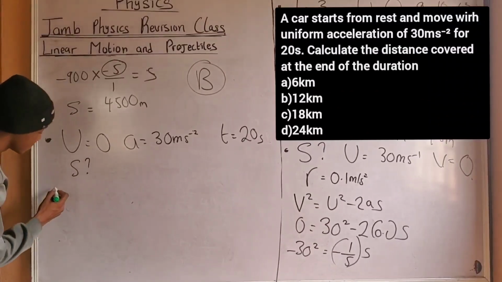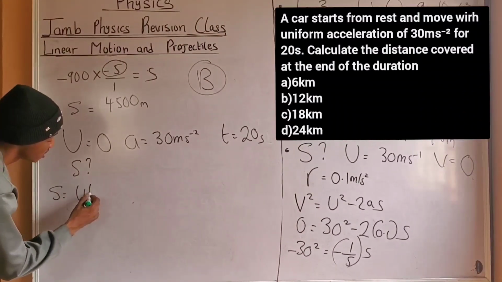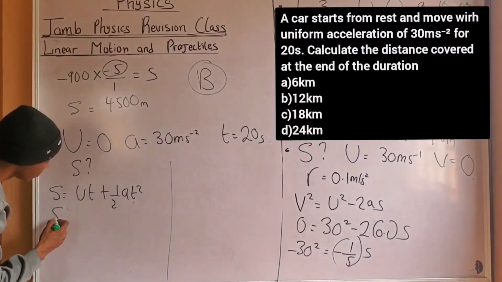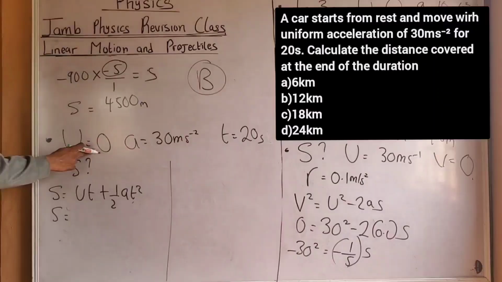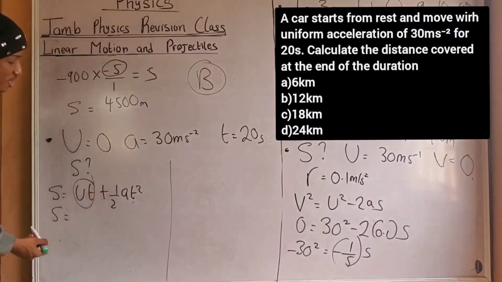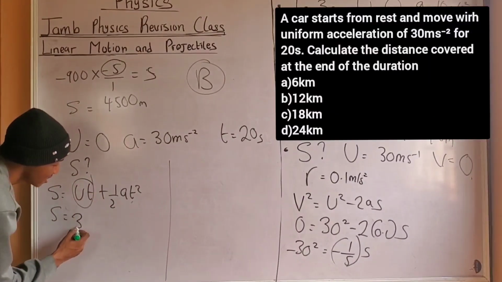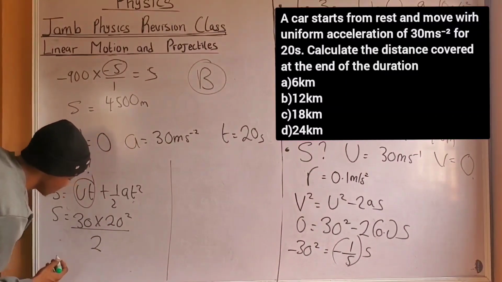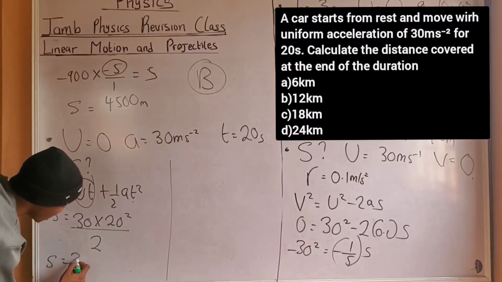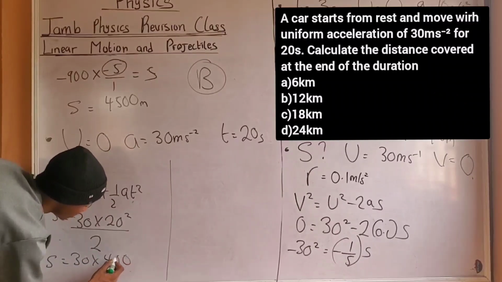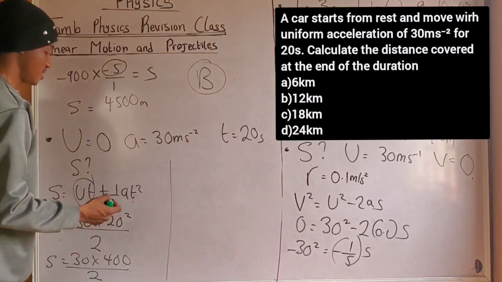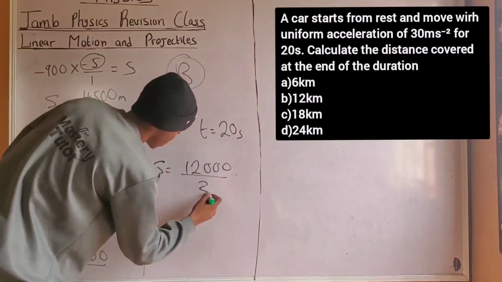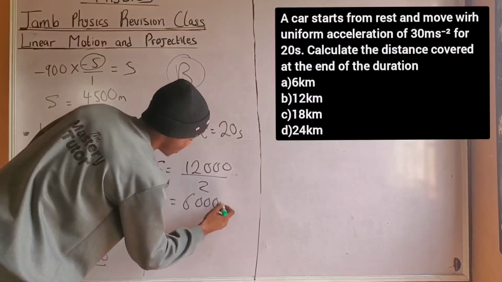We recall that s is equal to ut plus 1/2 at squared. So s will be equal to, now, initial velocity is 0, so that will be 0. So I'm going to have a, which is 30, multiplied by t squared, that is 20 squared, all over 2. So here I'm going to have s equals 30 multiplied by 400 all over 2. So s equals 12,000 all over 2. s equals 6,000 meters.